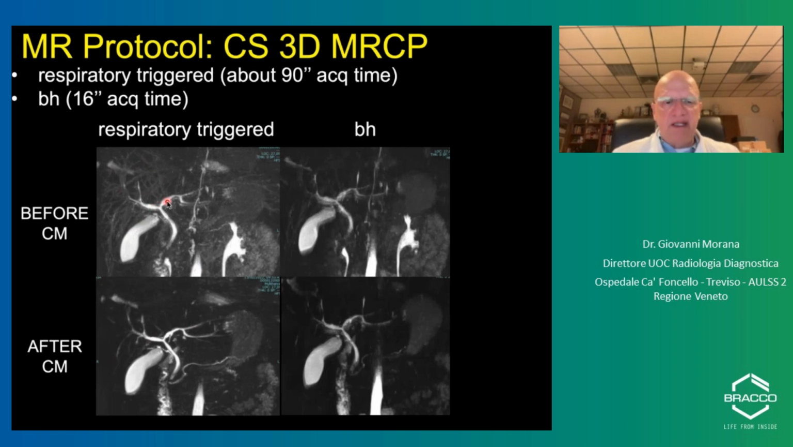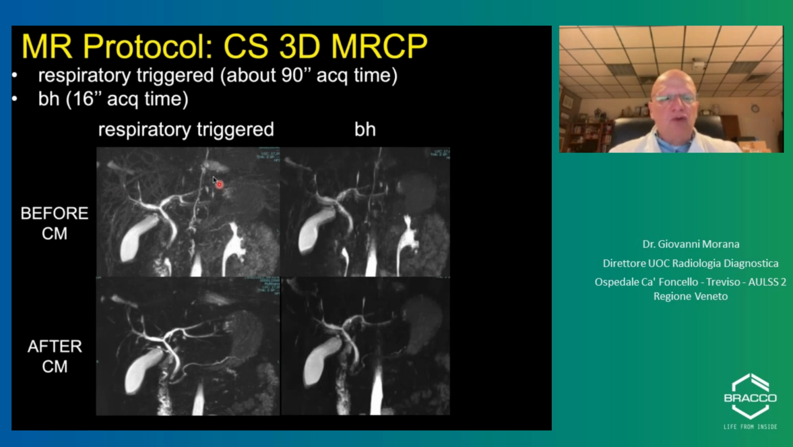We see much better the biliary ducts, and we also see much better the Wirsung duct, as you can see here, the same patient before and after, because also the pancreatic parenchyma loses signal in the background because of the presence of the gadolinium in the interstitium. So we see better the Wirsung duct, which does not contain gadolinium.